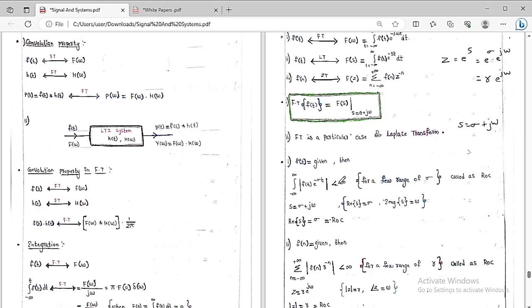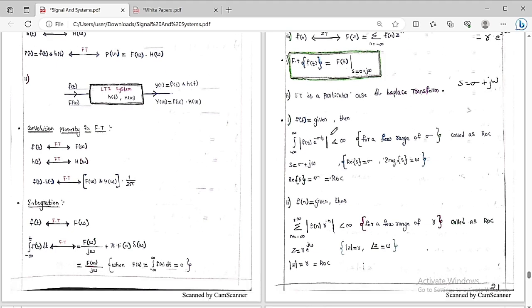So the next thing is, if f of t is given, then the first thing you have to check is the integration from t equals minus infinity to plus infinity of the modulus of f of t into e to the power of minus sigma t being less than infinity, for a range of sigma called the ROC. I've already told you, suppose they have given some signal f of t, and you want to obtain the Laplace transform, then f of t into e to the power of minus sigma t must be absolutely integrable. Only if it is absolutely integrable can we say the Laplace transform is going to exist.